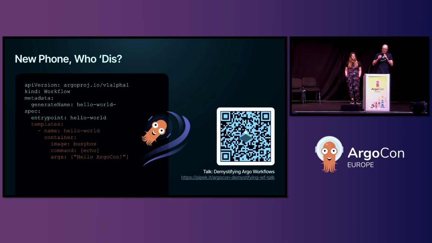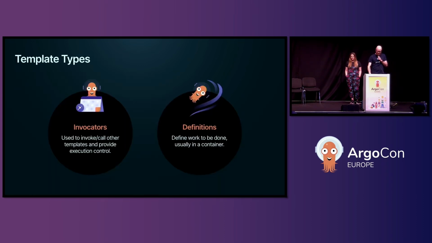Of course, there's much more that we can do than just this, and there are many different template types to cover. In all, there are 9 types of template available in Argo Workflows, divided into 2 different categories. There's template invocators. They're used to invoke or call other templates. They provide execution control for our workflows. And there's template definitions. These, as we've mentioned, are what define the work to be done. They act like functions. So let's take a look at our template invocators.